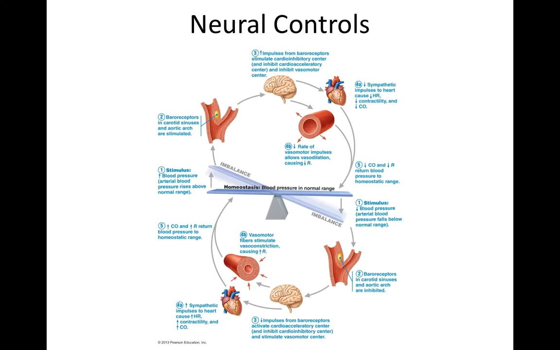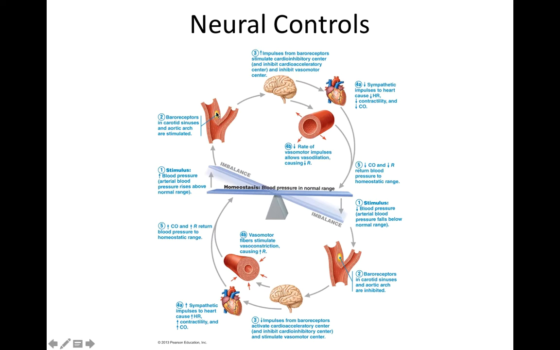Now we're going to talk about some of the controls of it, starting with a set of neural controls. These are very fast-acting reflexes. They are not designed to create long-term changes in blood pressure. Think just a few seconds type of thing. So here we've got a homeostatic loop. We're using baroreceptors. So this is the baroreceptor reflex.